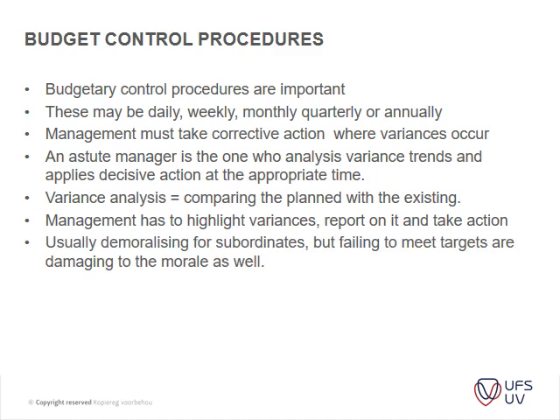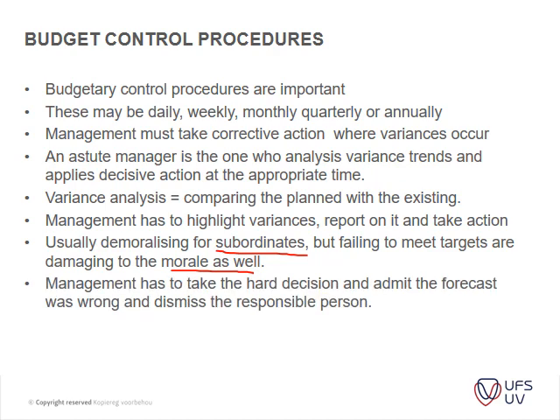Usually demoralizing to subordinates, but failing to meet targets is damaging to the morale as well. Okay, so if you do not meet your targets, it can be demoralizing to the subordinates, but you have to take decisive actions, because if it's prolonged, it will have an even worse effect. Okay, management has to take the hard decision and admit the forecast was wrong and dismiss the responsible person. Forecasting should be realistic and achievable.